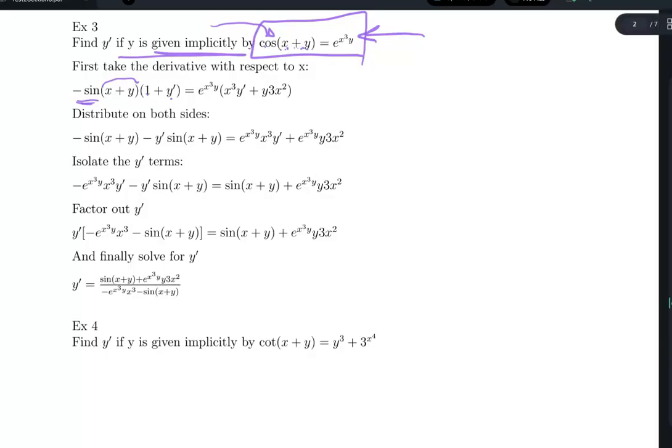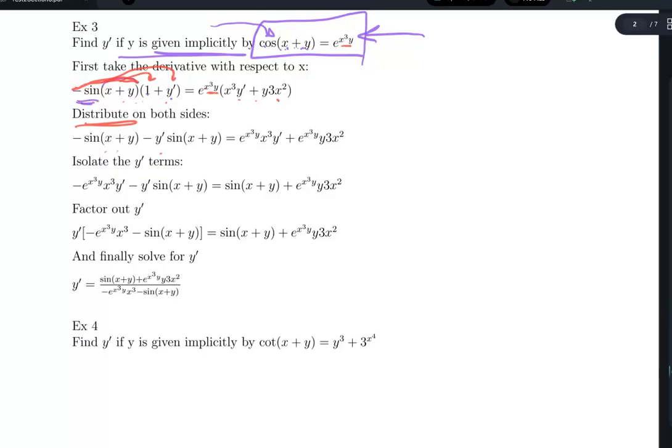Oh no, you see it, right? The derivative of e to the stuff is e to the stuff, but the stuff has product rule. So first d second plus second d first. So on both sides we need to distribute, right? So this whole thing carries to 1 and to y prime. So negative sine x plus y to the 1, there it is. And then negative sine x plus y times the y prime, there it is.